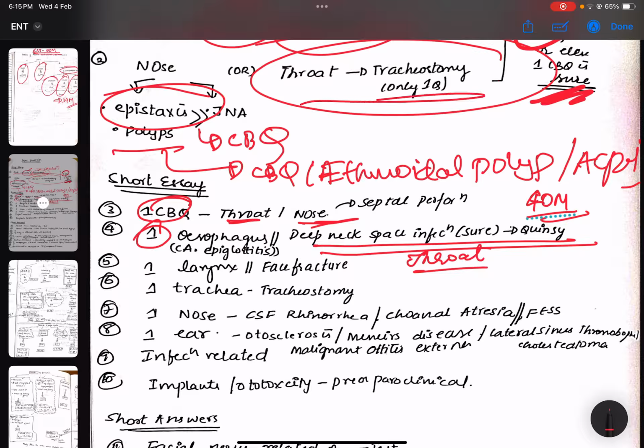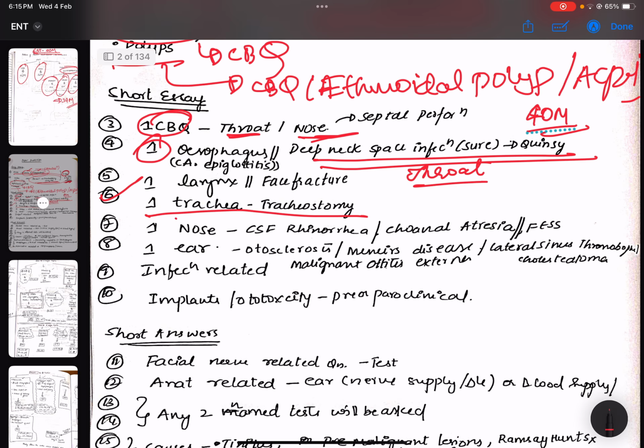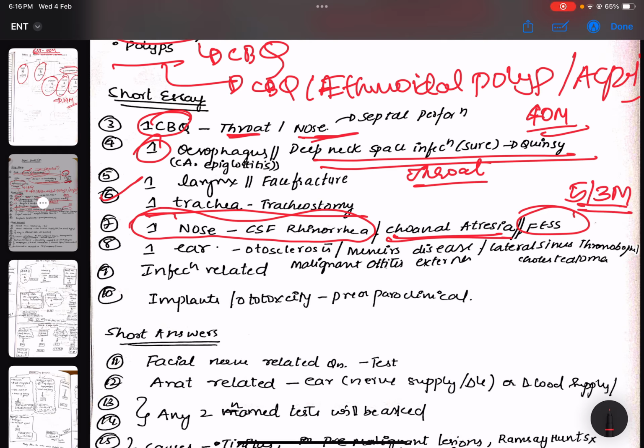And if tracheostomy is not asked here, one question related to tracheostomy will be asked in the 5 marker. Somewhere they have to ask you a question related to tracheostomy, either in the 10 marker or the 5 marker. Okay, and this can be a CBQ itself, this or this. And something related to the face is short, for 5 marker or 3 marker. Okay, coming to here, one question again depending on what was asked there, these are the questions which you can expect.